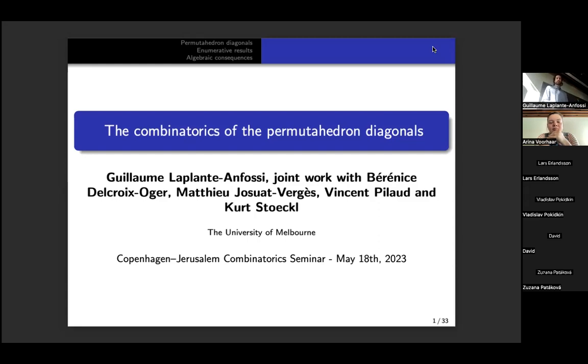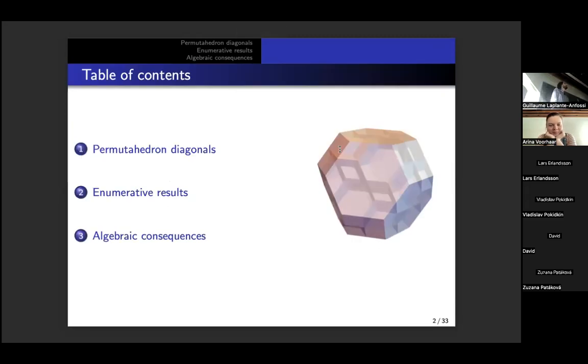So it's a big team with very long names for this project, which is at the confluence of homotopy theory and combinatorics. So there's a really combinatorial part and there's some algebraic consequences. So the idea is to start with defining what are permutahedron diagonals, then formulate some purely combinatorial results about these diagonals, and then deduce some algebraic consequences.